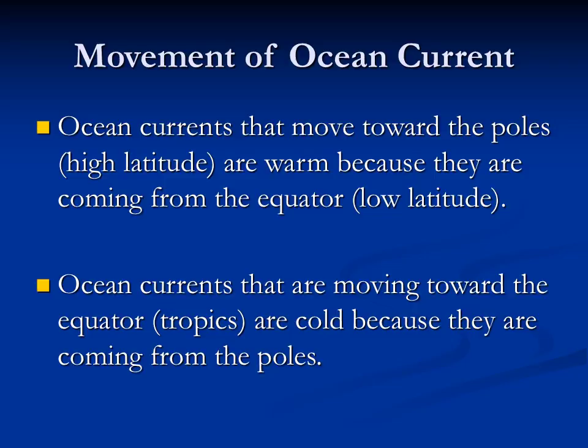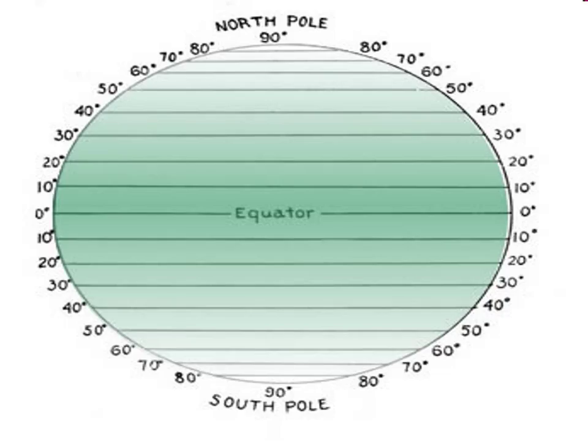And then ocean currents that are moving toward the equator are cold because they're coming from the poles. Makes perfect sense. If it's coming from the poles, it's cold water. If it's coming from the equator, it's warm water. And that movement is what helps circulate different temperature water across Earth, which also helps to regulate climate.